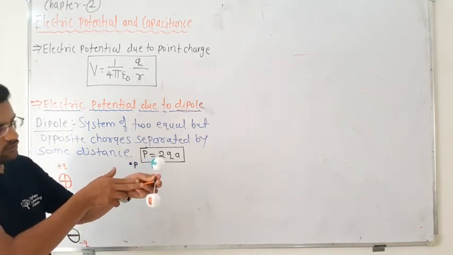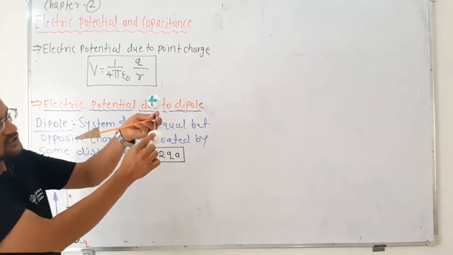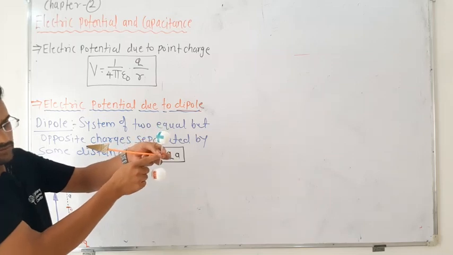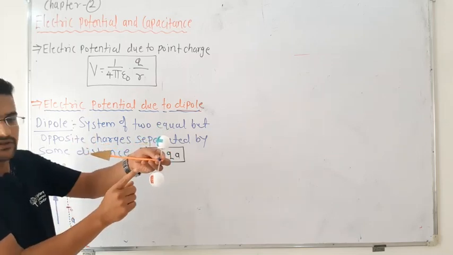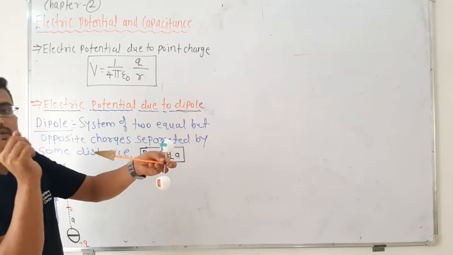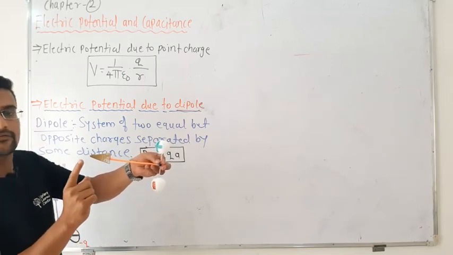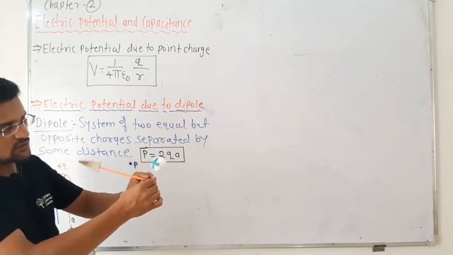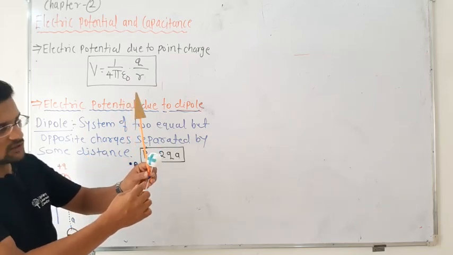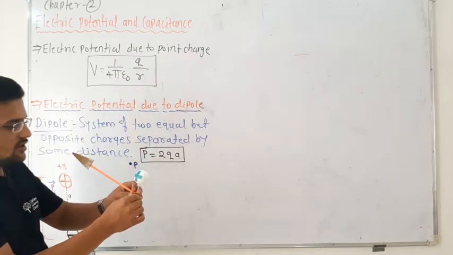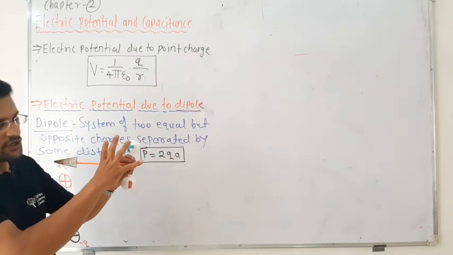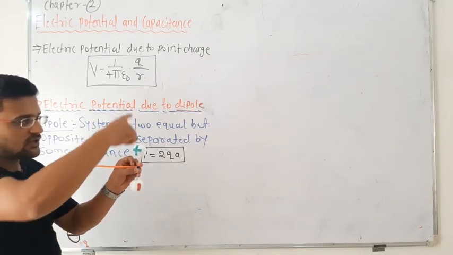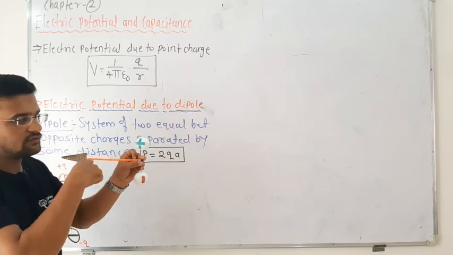Forget about this arrow. There is one positive charge and one negative charge separated by a small distance, and there is a center of the dipole, because everything is measured from the center. The dipole moment p is always directed from negative charge to positive charge. In the previous topic, you calculated the electric field along the axial point and along the equatorial point.